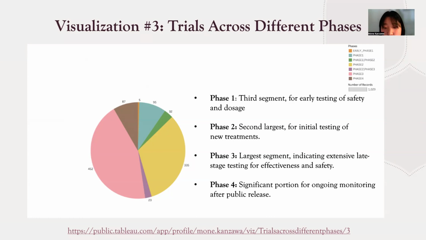The pie chart here shows the distribution of clinical trials in different phases. Phase 3 trials makes up the biggest part of the pie chart, indicating a focus on final stage studies to confirm if treatments work and are safe for a large group of people. The second largest part is phase 2, which shows there is a middle phase of research testing new treatments for the first time. Phase 3 trials are the third largest on the chart, focusing on early safety and dosage test. Phase 4, which is post-marketing studies, also makes up a big part, indicating that there is continued monitoring after treatment is available to the public.